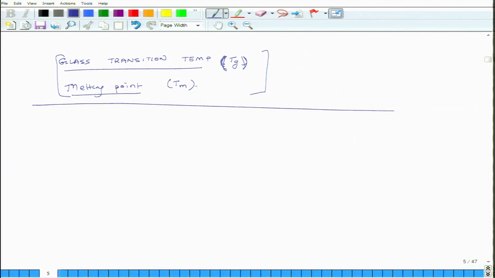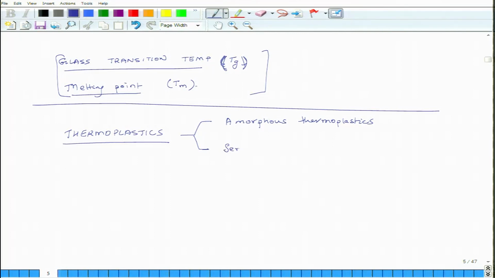Now with this context, what we can do is these thermoplastics. So now we understand what is Tg and what is Tm. Thermoplastics, we can break them into two groups. First one is amorphous thermoplastics, and the second one is semi-crystalline thermoplastics.